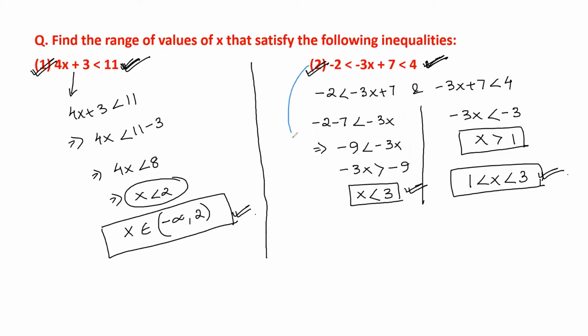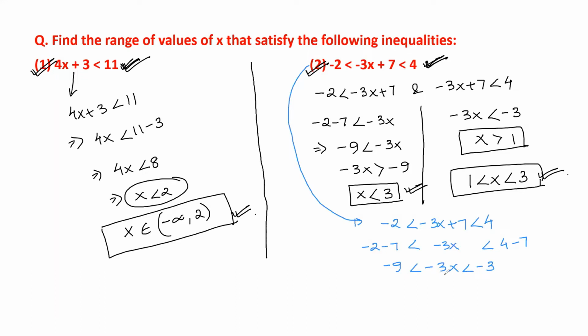Now we can also solve this inequality directly. So let us try to see that as well. It has been given as -2 < -3x + 7 < 4. Since we are interested in the range of values of x, let us try to remove this 7 from this -3x + 7. To do that, we need to subtract 7 from this whole inequality. So that would be -2 - 7 < -3x < 4 - 7, giving us -9 < -3x < -3.